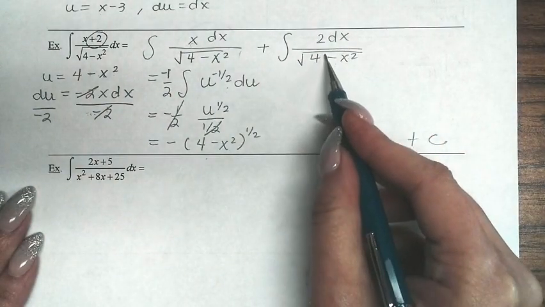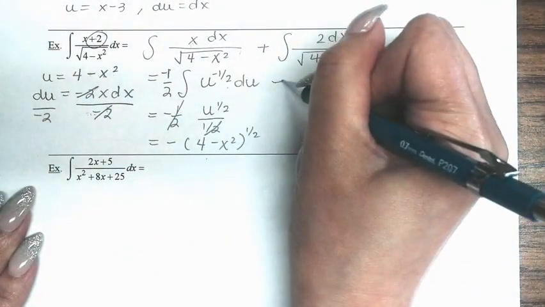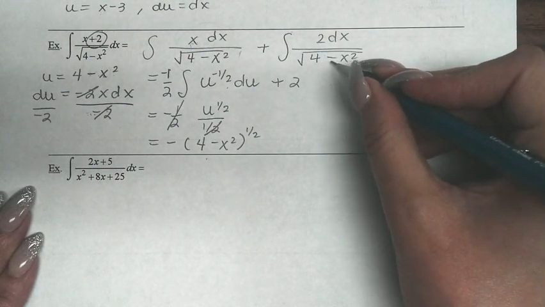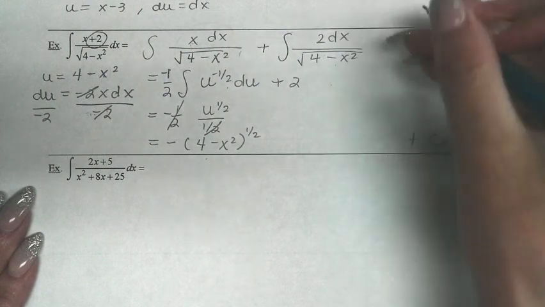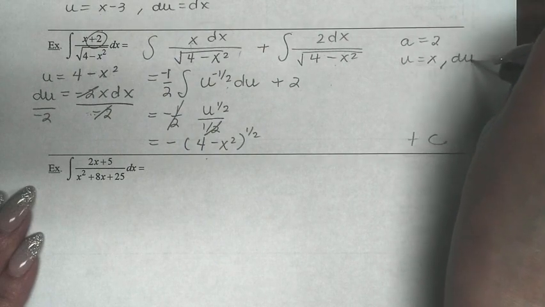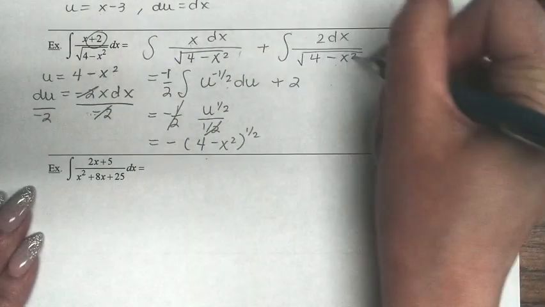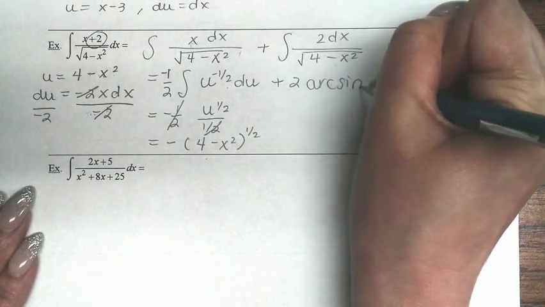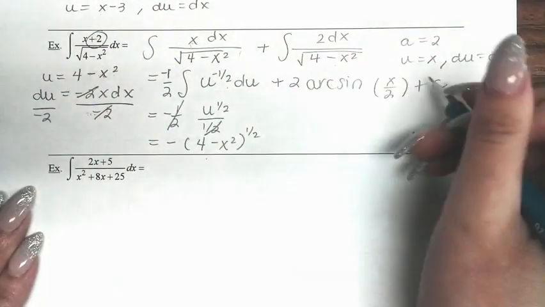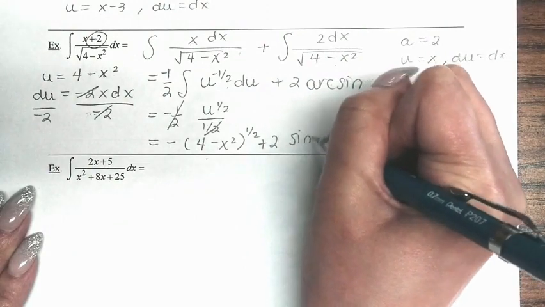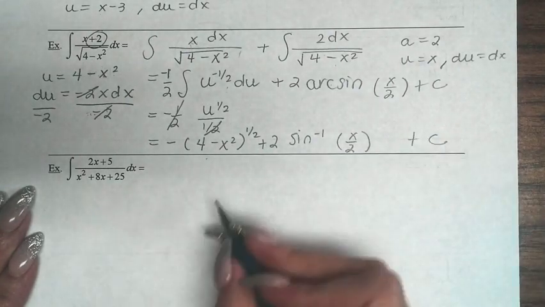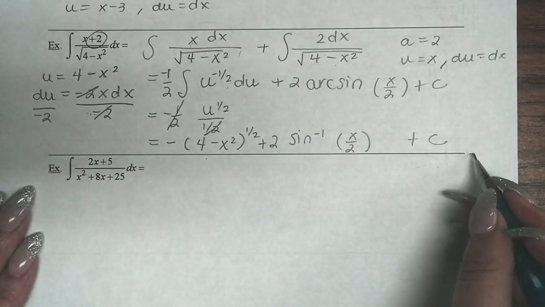Now let's look at this one. We don't want the 2, so I'm going to pull it outside so I don't forget about it. After that, this is an arc sine, and you're right. What's the pattern here? a is 2, and u is x. du is dx, so everything works beautifully. So this is going to be arc sine of x/2 plus c. Put it here: plus 2 sine inverse, remember that we use both notations interchangeably, of x divided by 2 plus c, and this is your answer. You can see that it's not that horrendous.